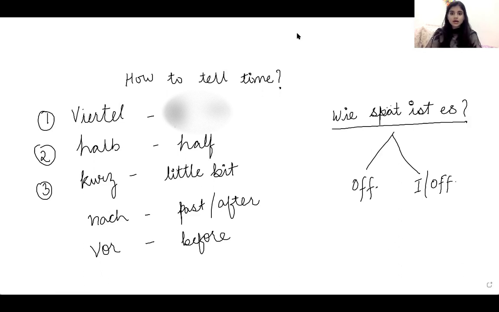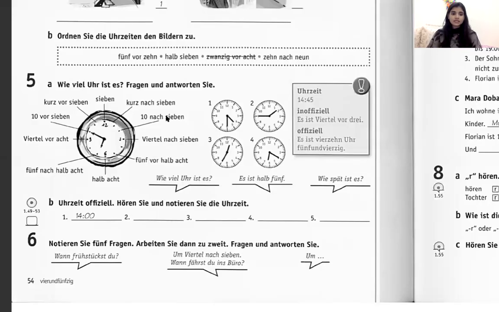So let's go back to our A1 level book so that while seeing the clock, we can understand it better than what we are going to discuss. So here we have a clock fully labeled. So official, you would be following 24 hours clock. For unofficial, you would be following what? 12 hour clock. And so let's say if it is 7 o'clock, how to say it in German? Es ist 7 Uhr. Es ist 7 Uhr.